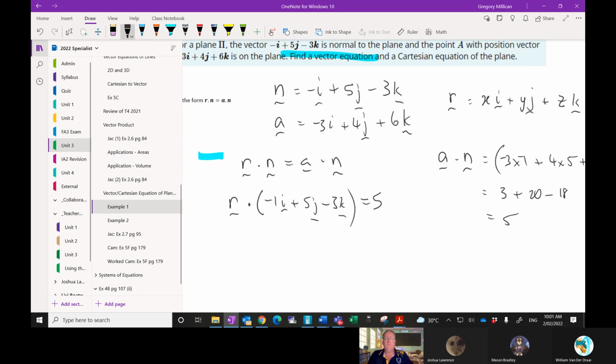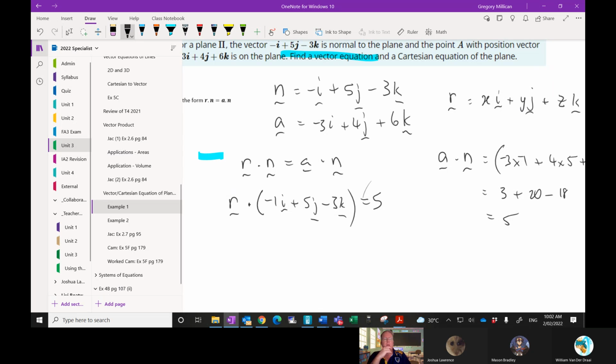Okay, big deal. Does it tell me much? It tells me a bit, and we'll look at some examples shortly about what it actually means. But that's it. If it asks you for the vector equation of the plane, there's your answer. So that's the vector equation of a plane. r is the position vector of any point on the plane. If I find the dot product with the normal, then the answer is going to equal 5. And so that's my equation.